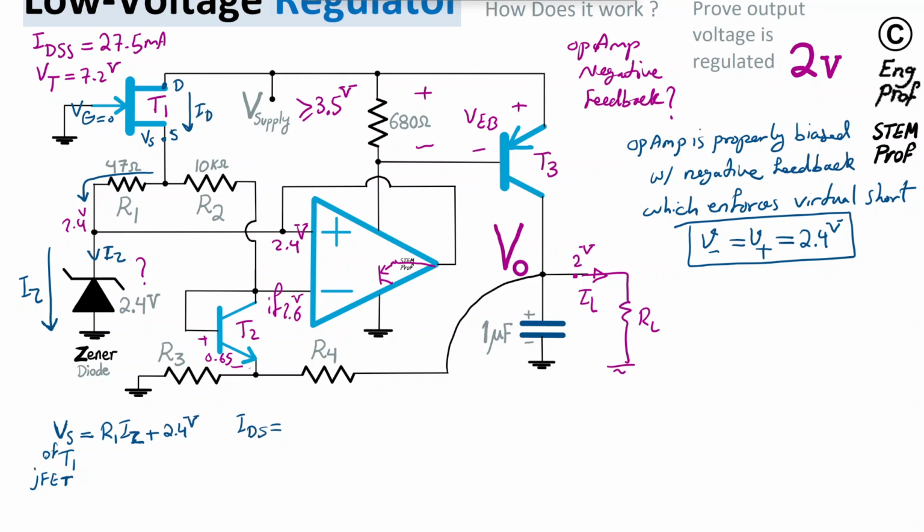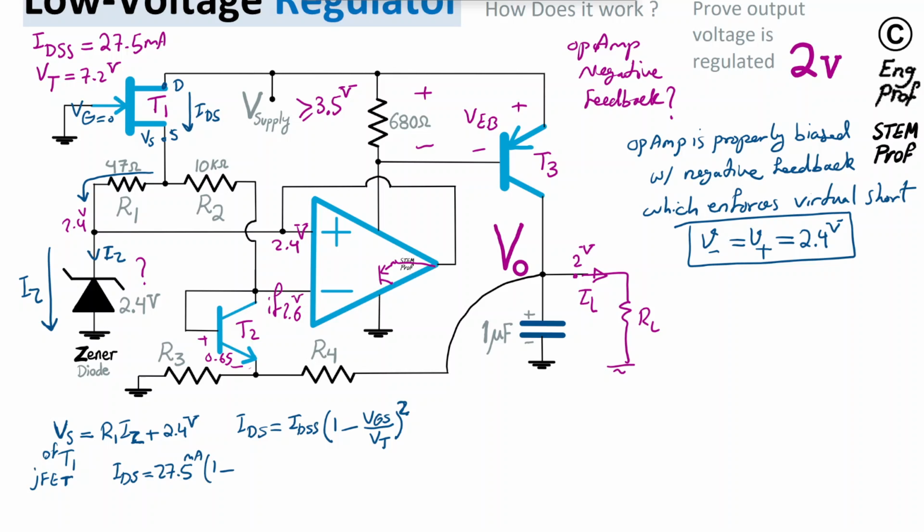here is the IDS, or the current of drain source, is equal to IDSS, or saturation current, times 1 minus V gate source, divided by voltage of pinch-off or threshold, to the power 2 roughly. So I'm just neglecting other small variation. And with that said, if I just substitute, what I get is, let me just write it here. I'm going to just substitute IDSS equal to 27.5 milliamp.